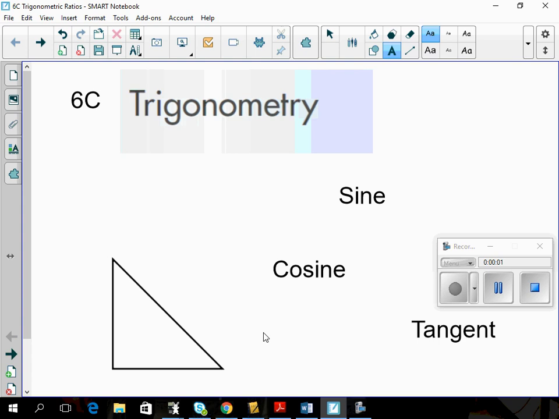Going to start 6C today, and it's brand new, something you've never ever seen before. So it's going to be real important that we're all in and kind of focused today, okay? We're going to be looking at something called trigonometry, and trigonometry as a branch of mathematics is very, very large, and there's lots of things.